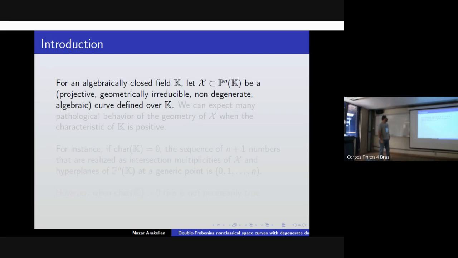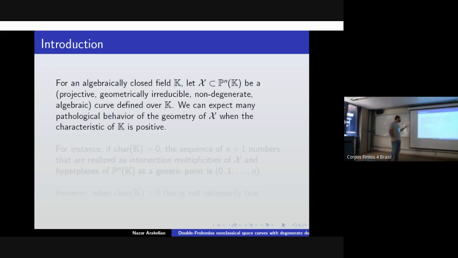So here, the problem has to deal with the weird things that happen in geometry of curves in positive characteristics. Okay, so we consider an algebraically closed field K and a projective space of dimension n. By a curve, I always mean projective, irreducible, non-degenerate, algebraic. Non-degenerate means that it is not on a hyperplane of Pn. Okay. So, as I said, we can expect weird things happening in positive characteristics. Let me give some examples.